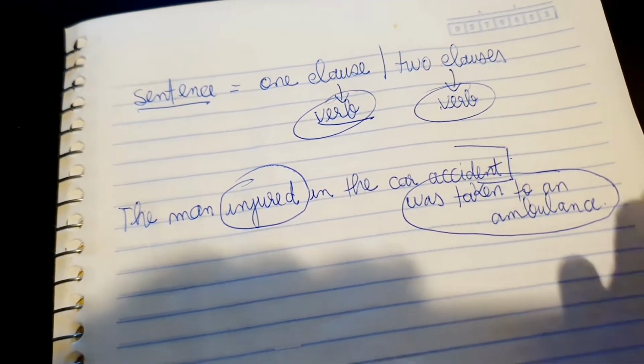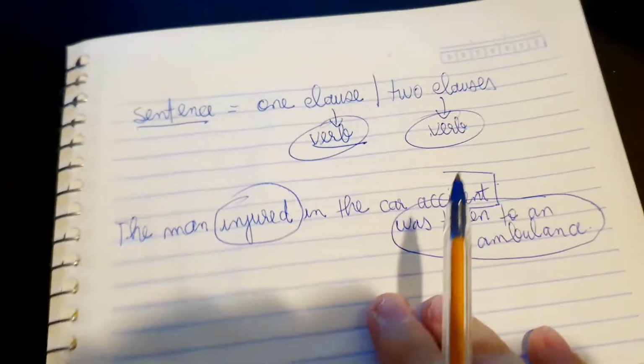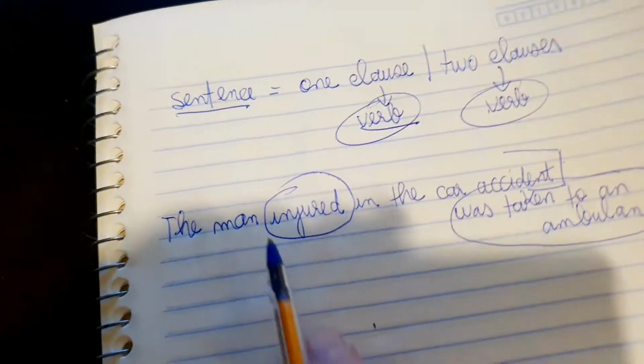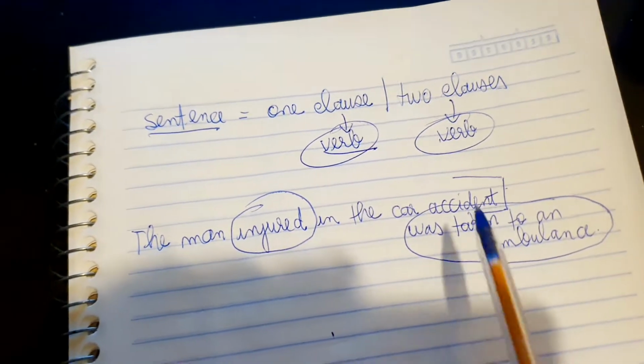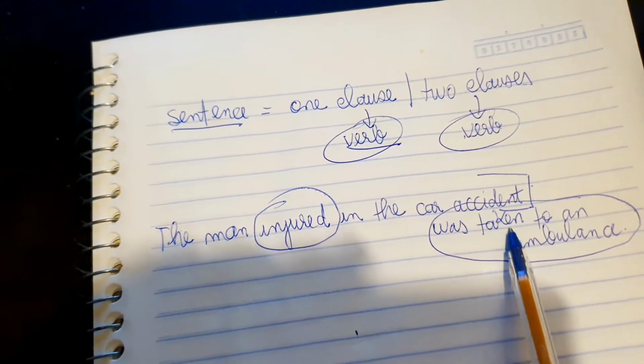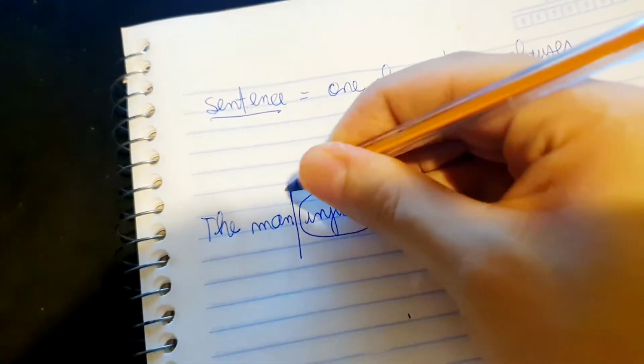Why is this sentence made by two different clauses? Because we have two different ideas here. The first idea is that the man was injured in the car accident, and the second idea is that he was taken to the ambulance.